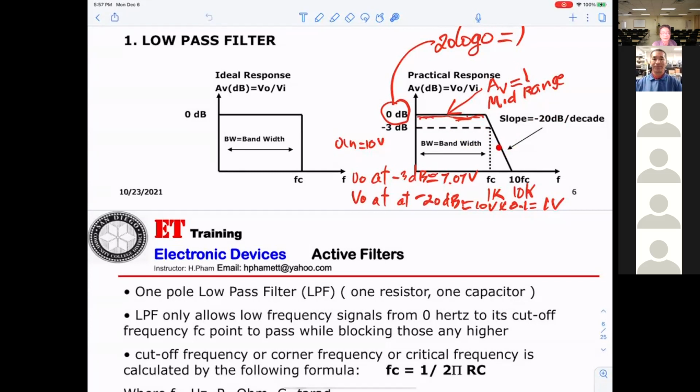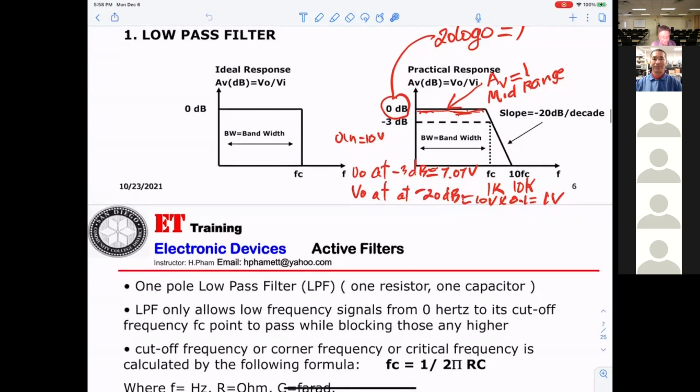That is basically what you must understand. For the other filters, it will be the same way. If you understand one, no problem with the others. Okay, if you get any questions, just go ahead and let me know. I want to make it clear for everyone.